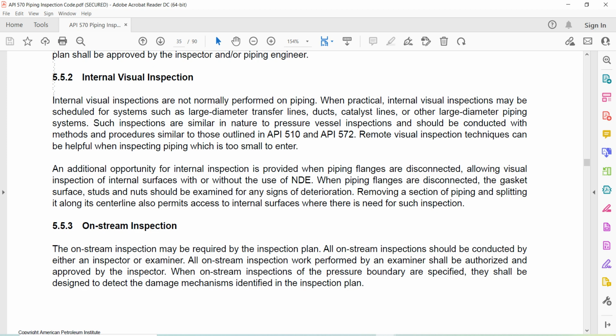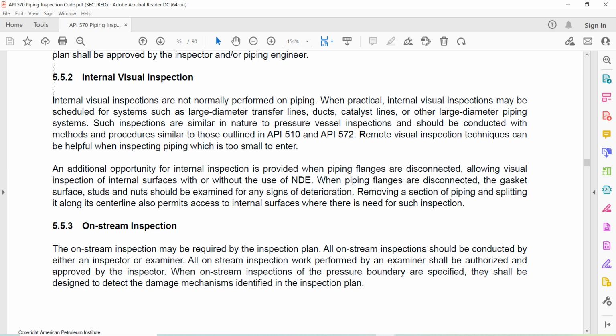Remote visual inspection techniques can be helpful when inspecting piping that is too small to enter. An additional opportunity for internal inspection is provided when pipe flanges are disconnected, allowing visual inspection of internal surfaces with or without the use of NDE. When piping flanges are disconnected, the gasket surface, studs, and nuts should be examined for signs of deterioration. Removing a section of piping and splaying it along its center line also permits access to internal surfaces where there is need for such inspection.